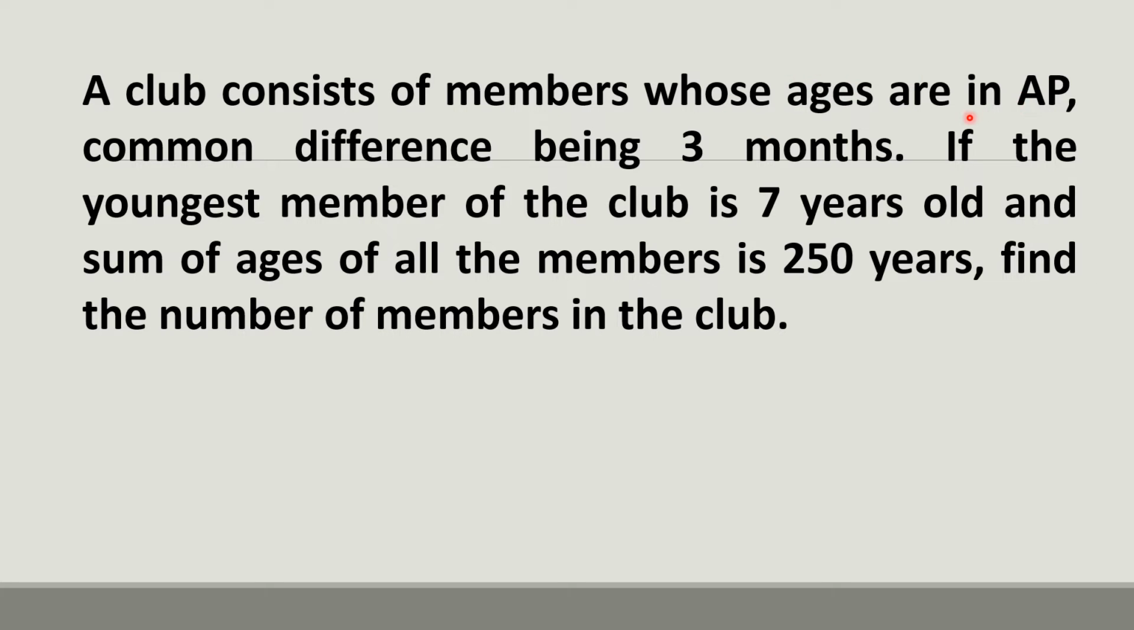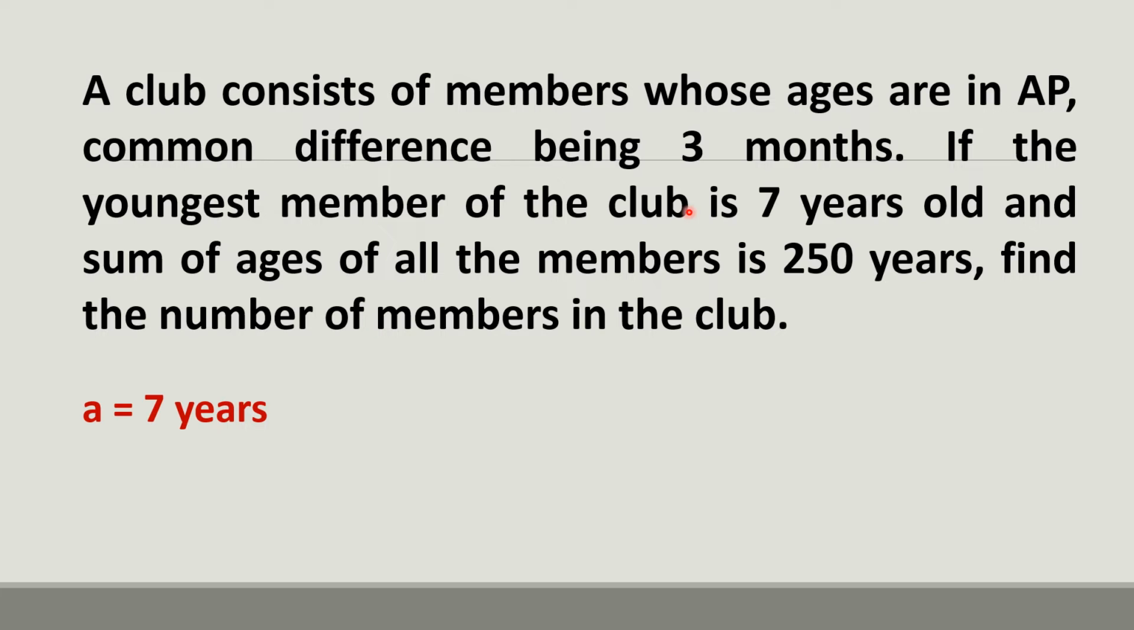Now, what other information is given in the question? The sum of the ages of all the members is 250 years. That is, when all the ages of the members are added, we get 250. Sum of this AP is 250. Now let us write down what all are given in the question. A is 7 years. The youngest member or the first member is 7 years.